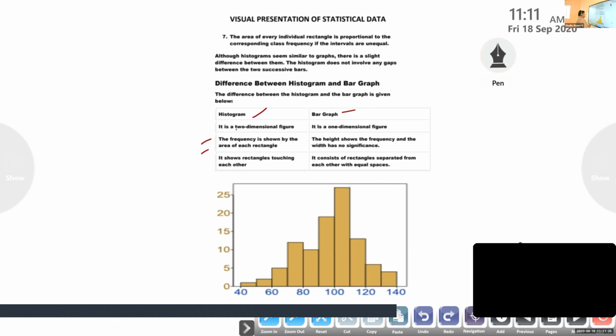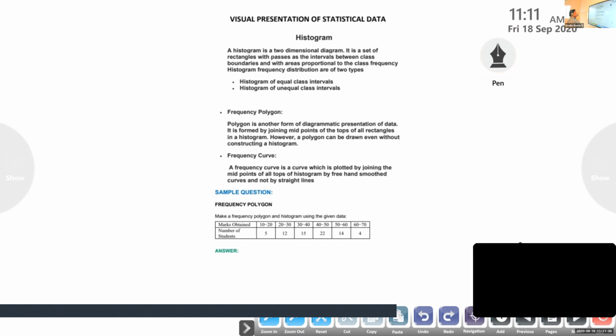It shows rectangles touching each other, so a double staircase structure will be there. Rectangles always touch each other. That's important here. Next, with the use of a histogram, we are able to draw a frequency polygon and a frequency curve.